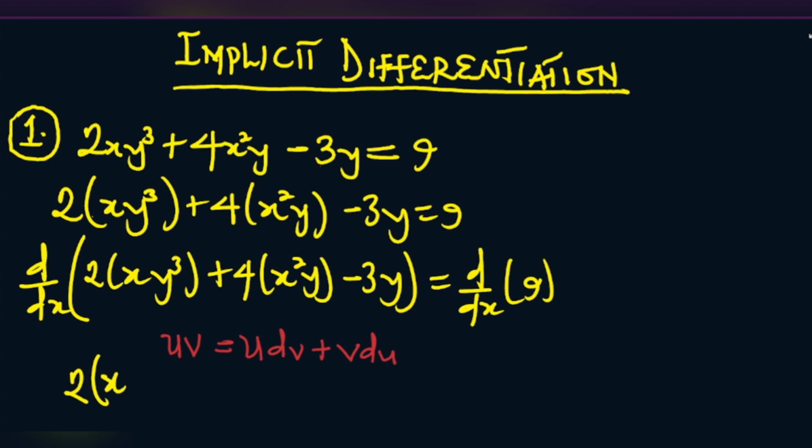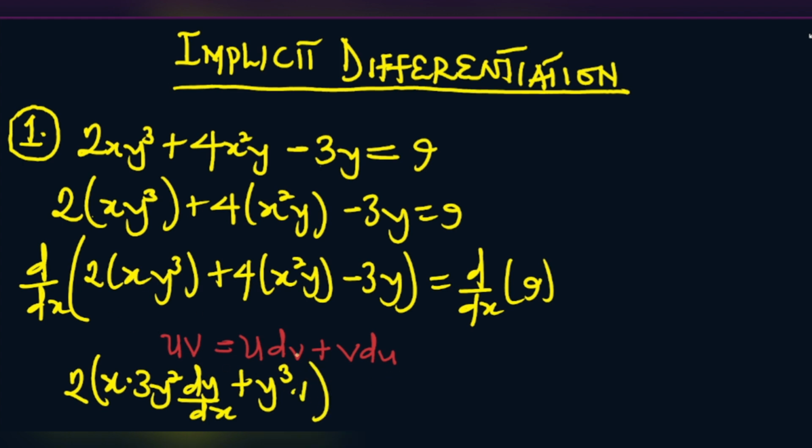Differentiating y cubed, we have 3y squared dy dx. That is for this part. Plus, from product rule, plus v du. v is y cubed multiplied by, when we differentiate x, we have 1. Close the bracket. So we are done with the derivative of this term.